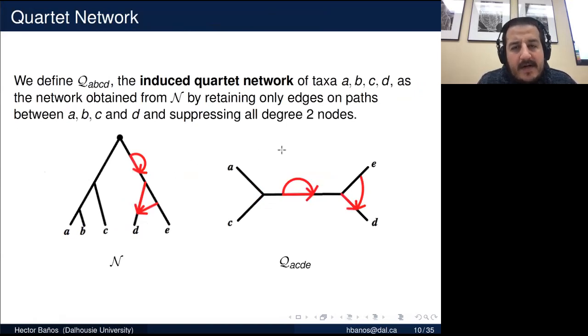Now, a quartet network in this context is the network obtained by taking all the paths from the root to a set of 4 taxa, let's say A, C, D, and E. You take all the paths from the root to those taxa, remove everything else, and then unroot that network. You remove the root, and what you get is just a semi-directed network on 4 taxa, where the only things that are directed are the hybrid edges.